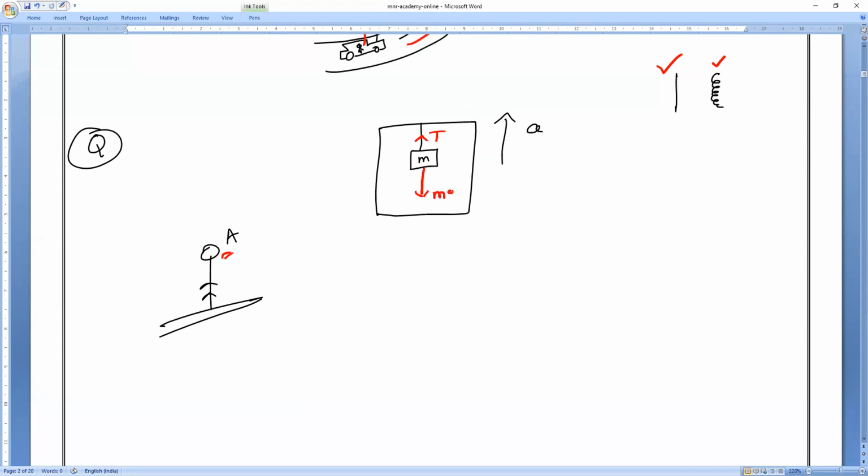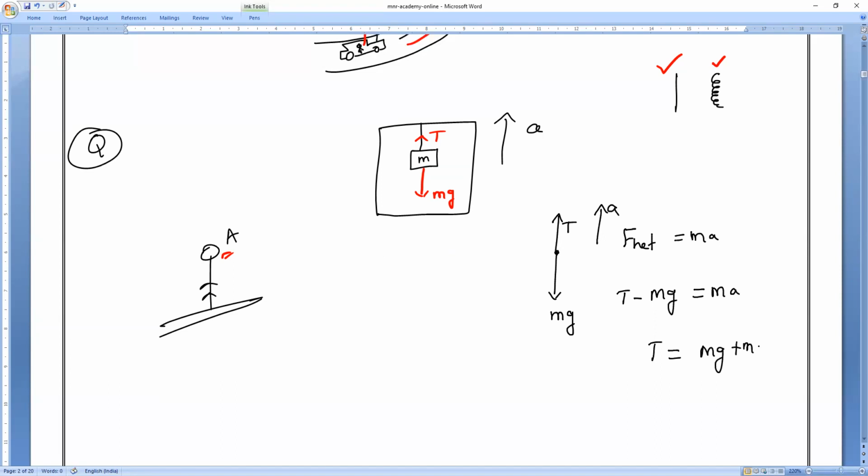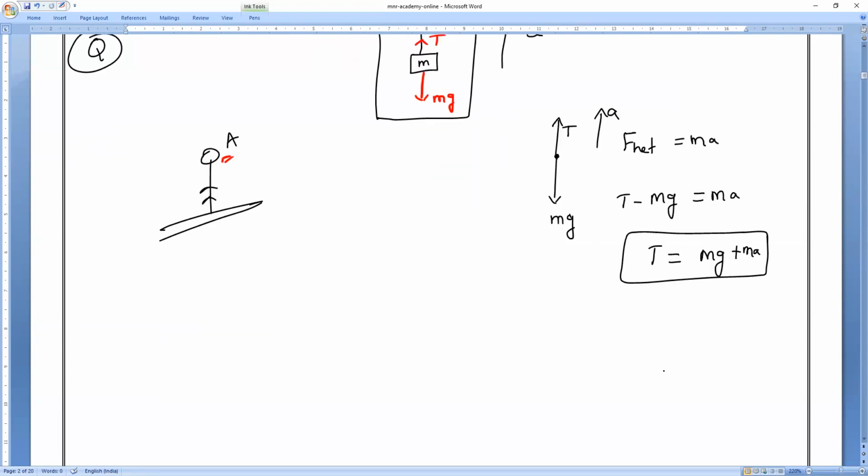The weight of the body is acting in the downward direction, mg. The tension in the string we call T, acting in the upward direction. If I draw the FBD, the free body diagram, with tension and mg, what is the net force? Net force is equal to ma. So T minus mg, with acceleration upward, is equal to ma. So the tension in the string is equal to mg plus ma.